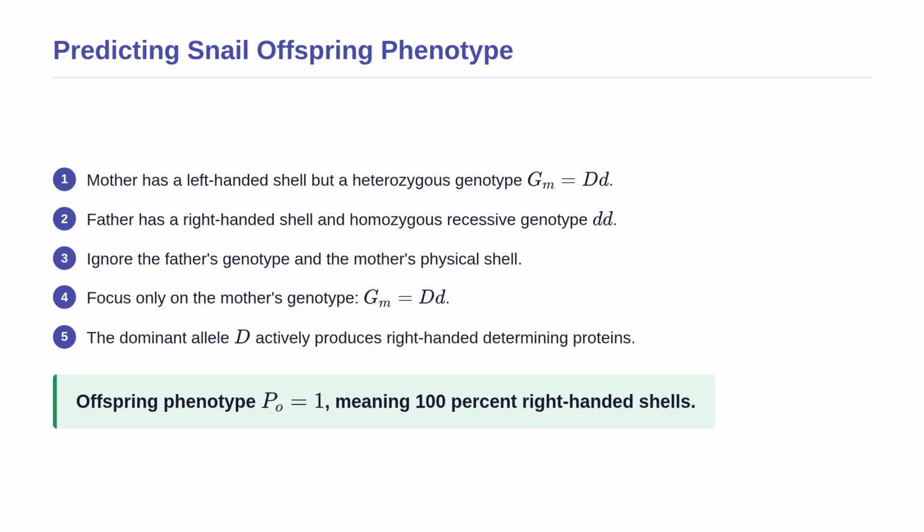Following our formula, we completely ignore the father. We also ignore the mother's physical shell. We only look at her genotype, which is Dd. Because the D allele is dominant, it dictates the outcome. Therefore, the final phenotype value is right-handed. All of her offspring will have right-handed shells, regardless of their own genetics.